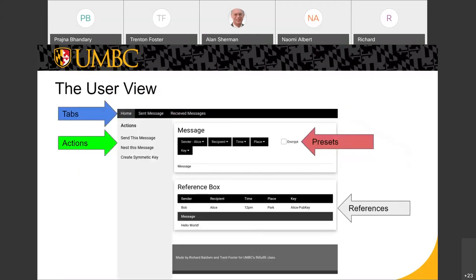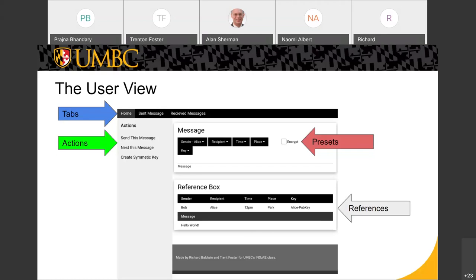So here is a look at what the user view actually looks like for the game. At the top, you'll see a number of tabs. Home is just going to be where you send the messages. I'll talk about that shortly. You'll see sent messages, which will show you a backlog of every message that you've sent, and received messages, which will show you a backlog of every message that you've received. Now, the actions tab will let you do a number of actions, including sending that message that you've written, nesting it for purposes of encryption, or creating a symmetric key.